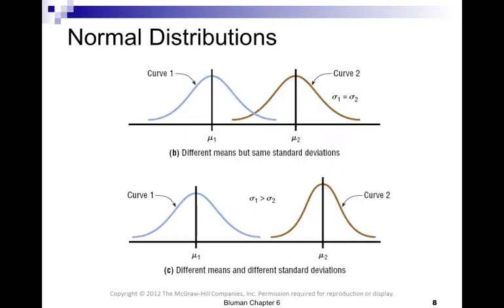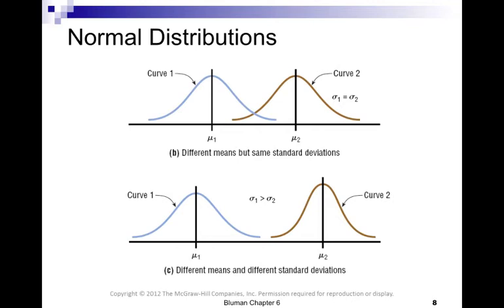Here's a couple more examples, another blue and brown curve that are completely different. If you think of this baseline as a number line, then the mean of the blue curve in both instances is very far away from the mean of the brown curve. So you can see that they have different means, both sets of curves. But the top set of curves, B, are both the same width. They have the same standard deviation, even though they're located in 2 different places.